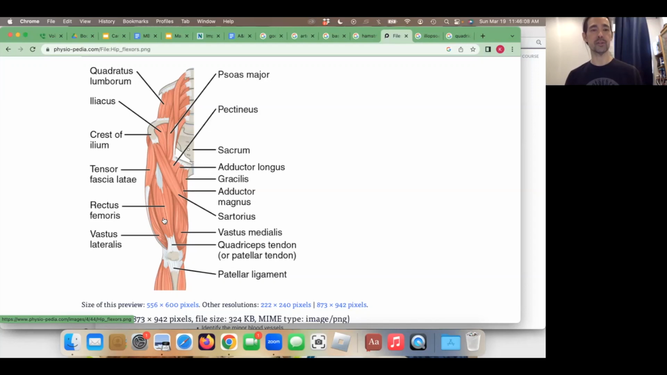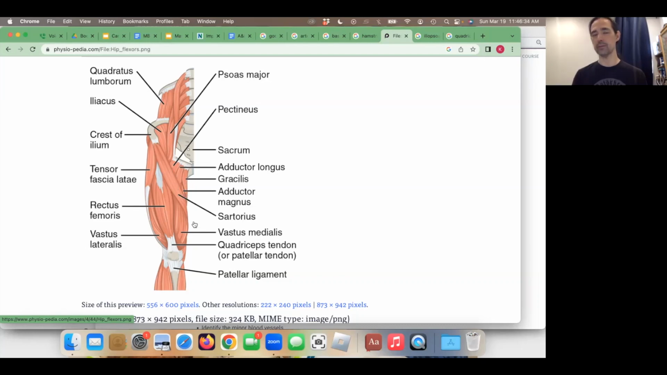There are also other muscles which are considered part of the hip flexor group. Tensor fascia lata can function in hip flexion, although it's more powerful for internal rotation. So it's a synergist in hip flexion. Sartorius is considered a hip flexor muscle, as is the gracilis. I don't know if these are synergists or if they're considered prime movers.